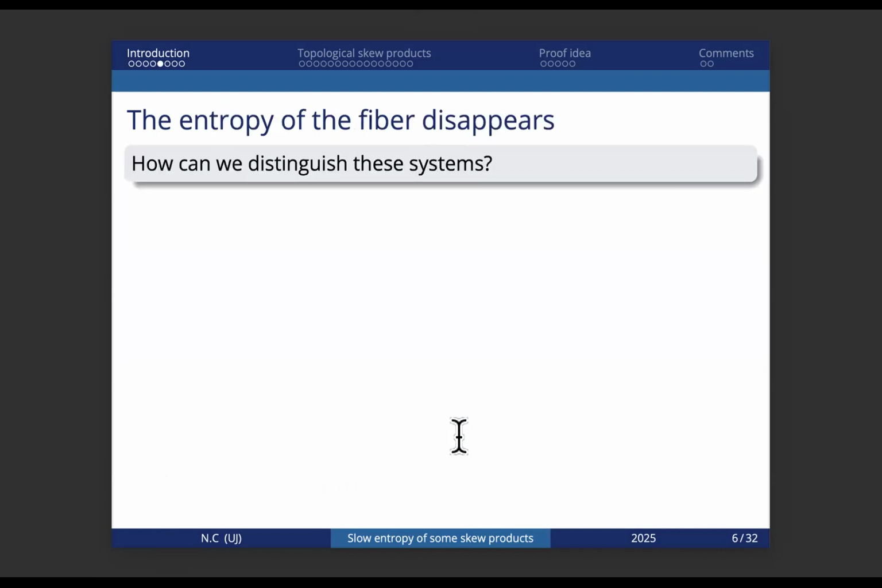So, well, we have this collection of systems, and it raises the question of distinguishing them. So how can we distinguish these systems?